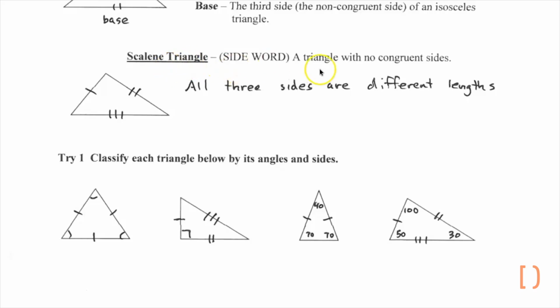A scalene triangle means no congruent sides. All three sides are different. So you see here it has one mark, two marks, three marks, right? They're all different. Okay, let's try an example.